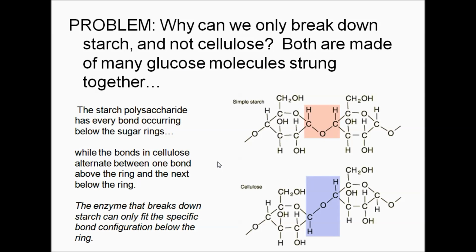So, why can we only break down starch and not cellulose? Both are made of many glucose molecules strung together. Well, turns out our enzyme only works on this kind. If it's this kind of bond with one bond above the sugar ring and one below, because these are sugar rings here, then our enzyme doesn't fit that one. So we cannot break down cellulose.